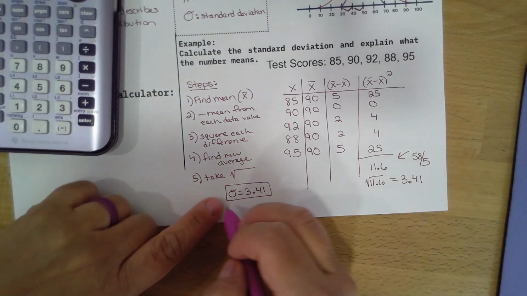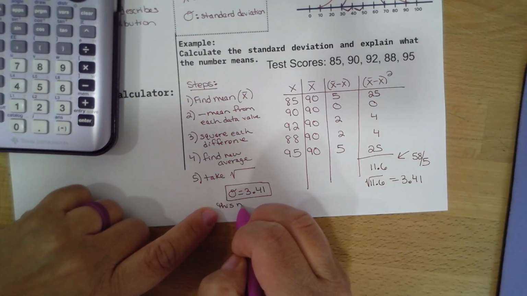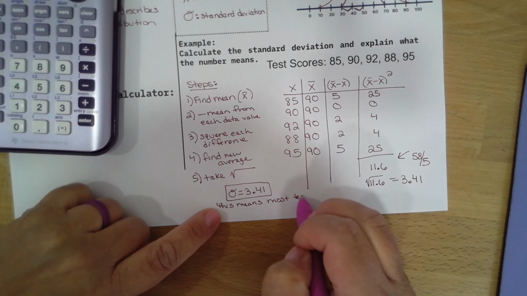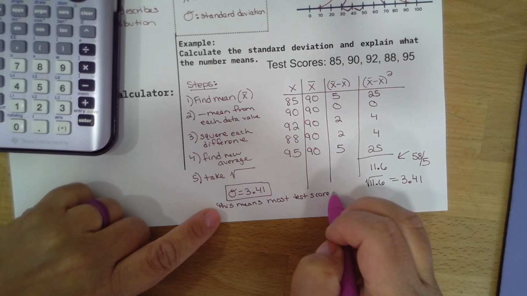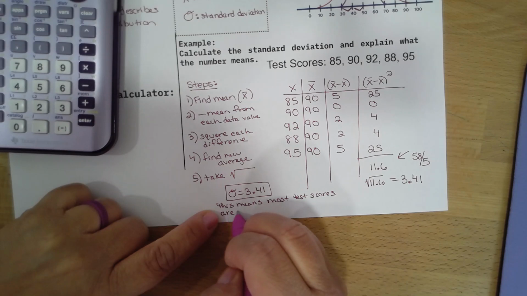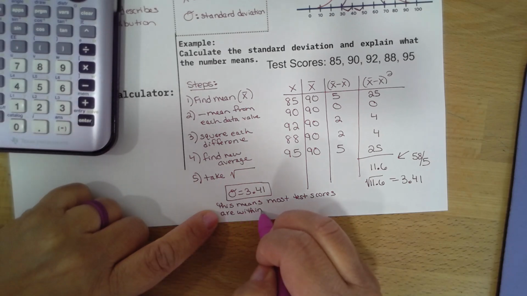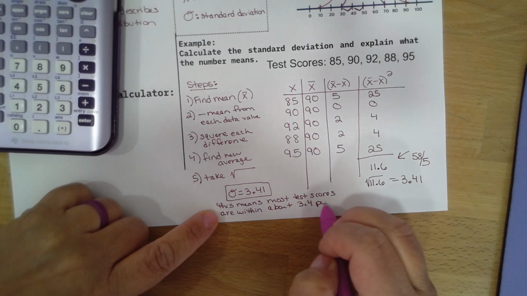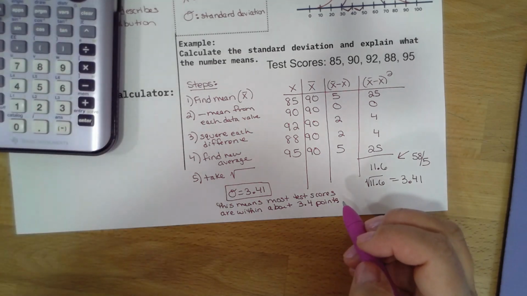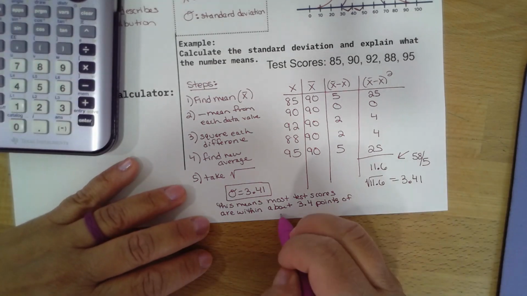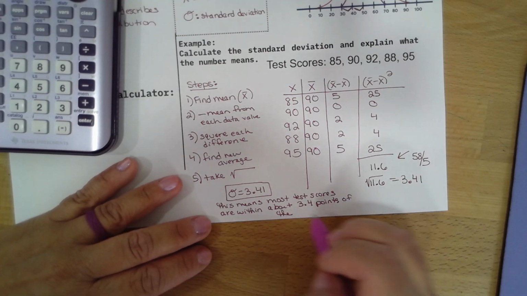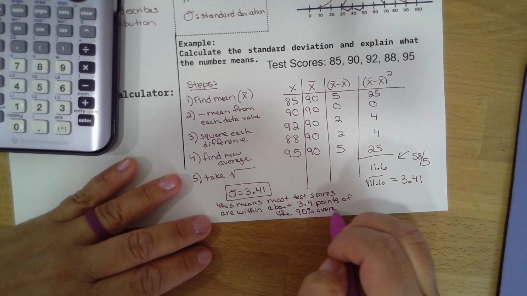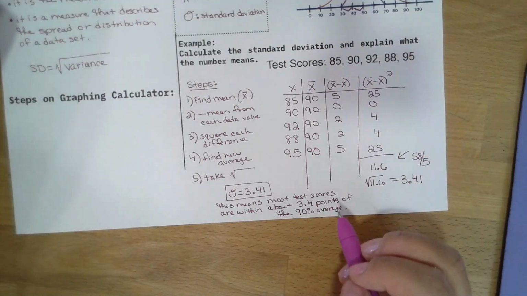Okay, so what does this actually mean? This means most test scores are within about 3.4 points of the average, which is the 90% average. Okay, that's what standard deviation means.